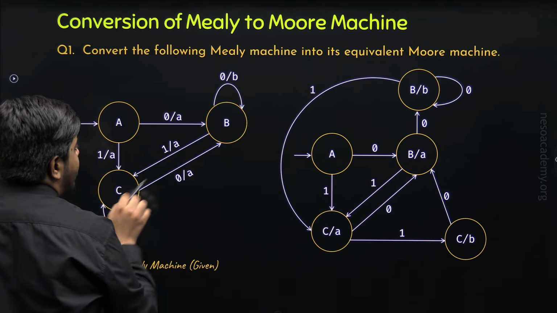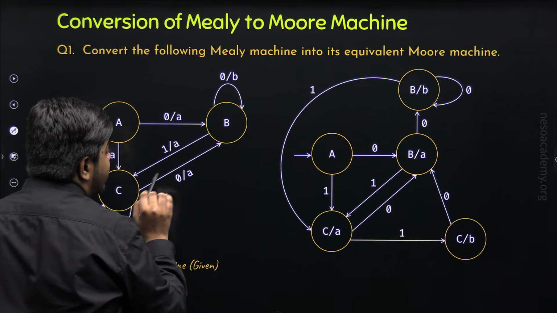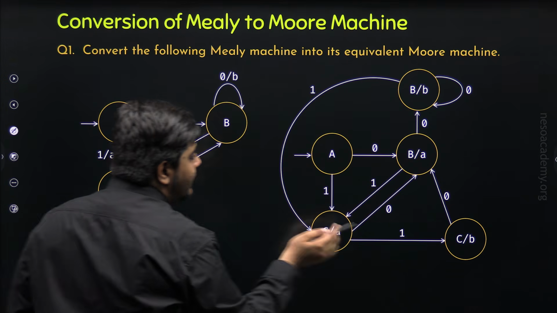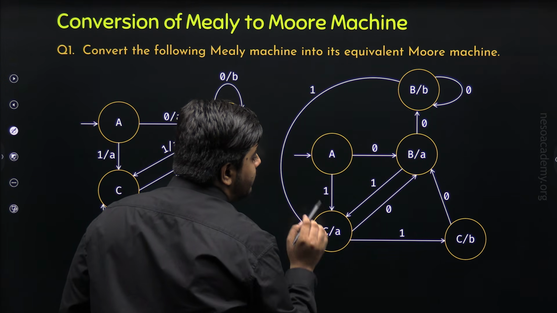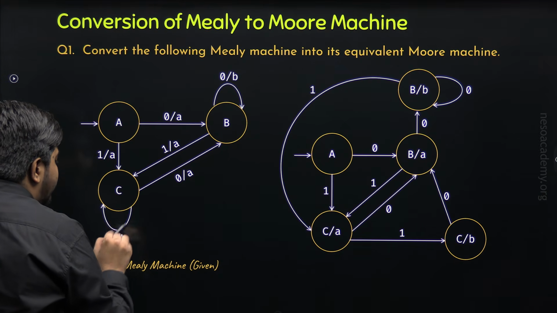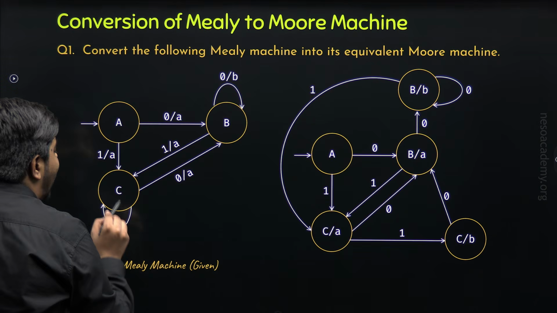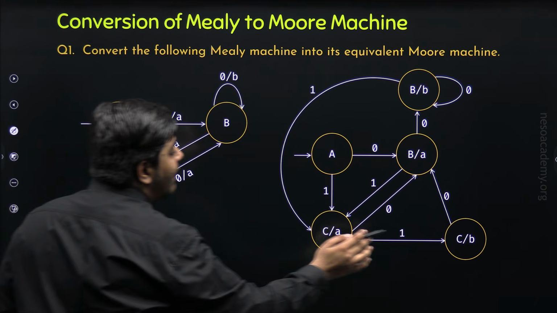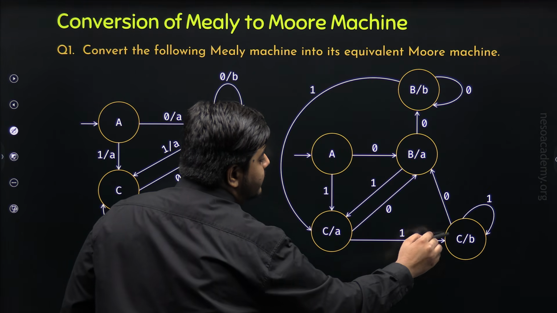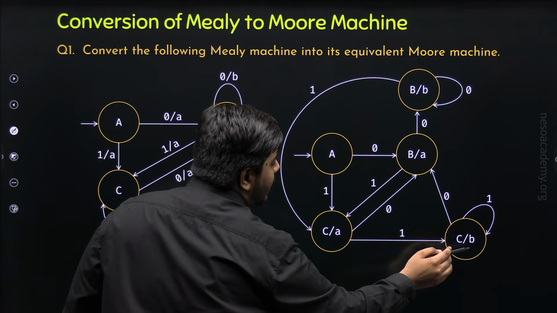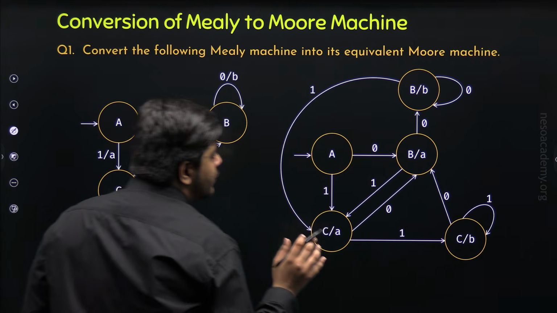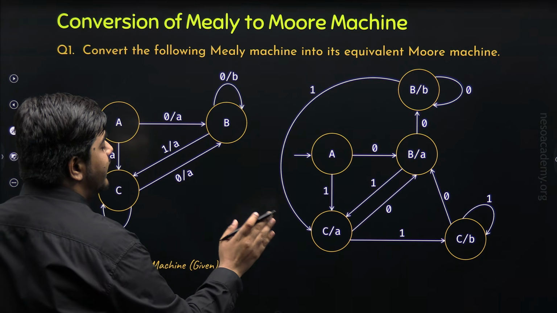Why? Because here you can see C on getting 0, we will reach the state B, which should have the output symbol A. That is why I have made this particular transition. Now, C on getting input symbol 1, we will reach the same state C, but it should have output symbol B. Now we have C having output symbol B. So we can simply create a self loop. C on getting input symbol 1, we will reach the same state C having output symbol B. So this is the Mealy machine that we have created till now.